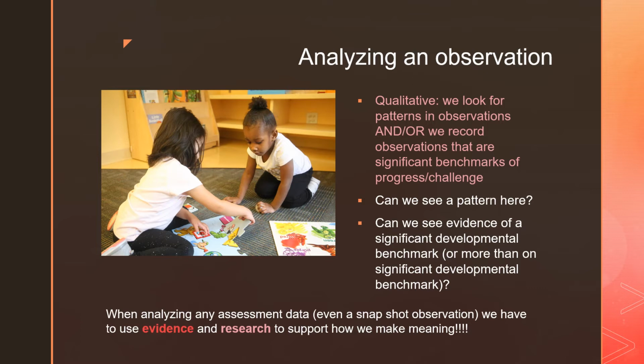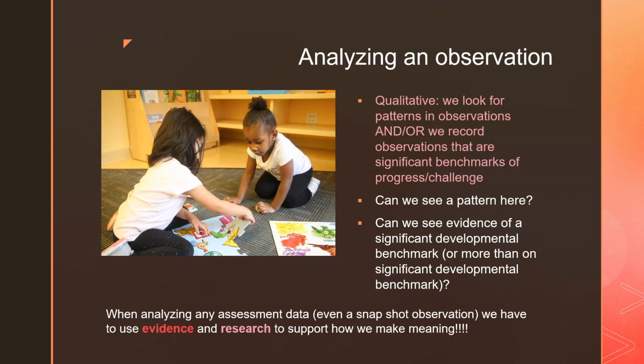In this case, we cannot see a pattern. This is a single incident piece of data. It's a still photograph. There's no way for us to see any kind of pattern in the girl's development or learning. So then the next question we have to ask ourselves is, can we see evidence of a significant developmental benchmark, or maybe more than one? And of course, this is an interesting piece of data to handle because it's taken completely out of context for us. So when I look at this photograph, I can see the potential for 3 significant developmental benchmarks.